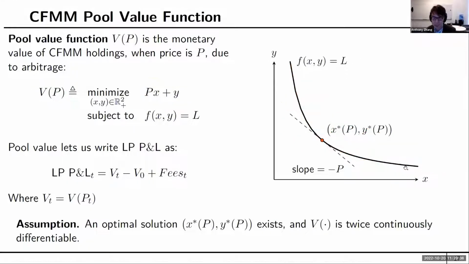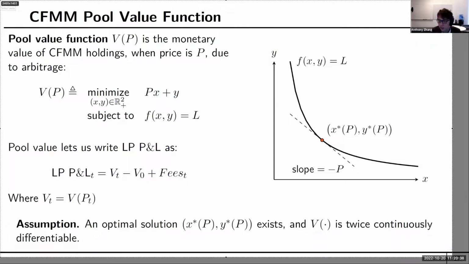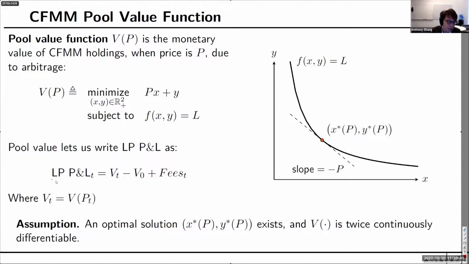The value function helps us analyze returns to liquidity provision, because we can write the profit and loss of the AMM as follows. I started with my pool being worth V0, right? As prices move, the value of the pool changes to some V_T, and then I have been paid fees, which I assume are paid in dollars, up to point T. So then we can think of the profit and loss as how much my pool value changed, and then how much fees I collected.